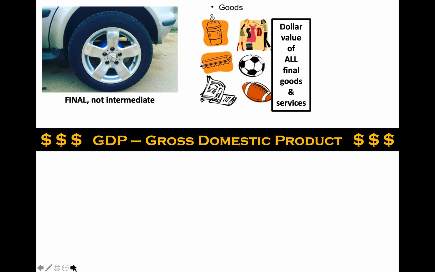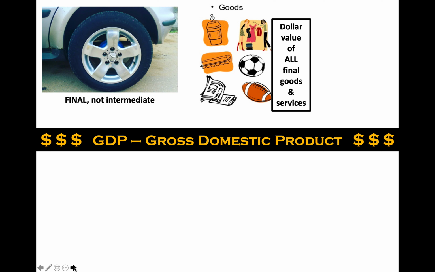Now, we're not going to count the price of the tire, then count the price of the car separately with the tire included. If we did, we'd be double counting the tire. So what we do is we consider the tire to be an intermediate good, and we don't count its value as part of the production of the car. We count the total value of the car, what we're selling the car for. So therefore, intermediate goods are not counted.